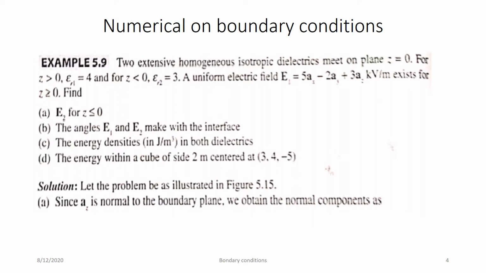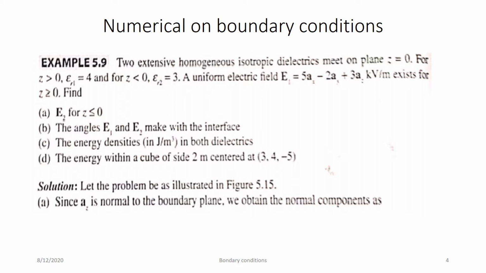This is a numerical problem based on the boundary conditions, so I will read the problem. Two extensive homogeneous isotropic dielectrics meet on the plane z equal to 0. For z greater than 0, epsilon r1 is equal to 4, and for z less than 0, epsilon r2 is equal to 3. So this is the problem for the dielectric boundary condition. Epsilon r1 is 4 and epsilon r2 is 3, given. And what is written? Two extensive homogeneous.